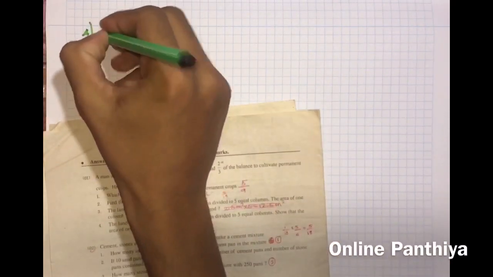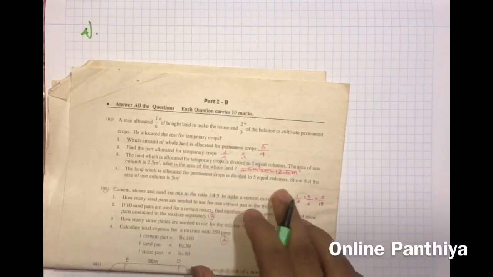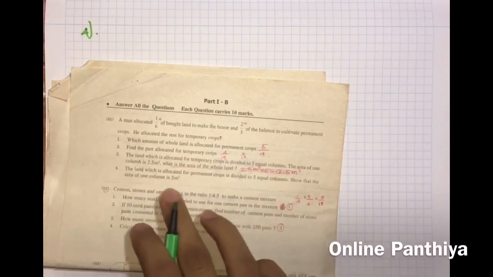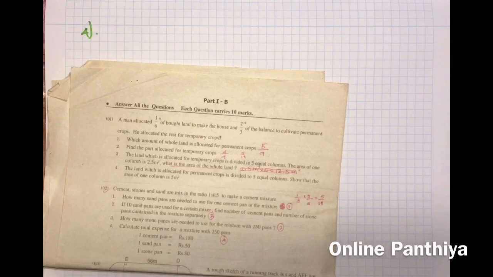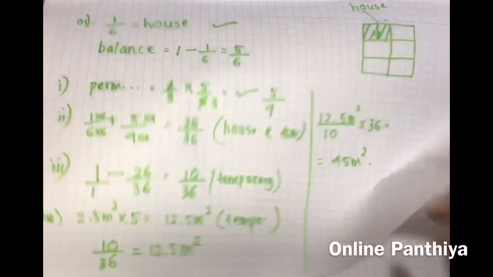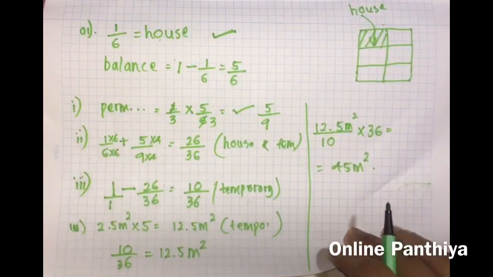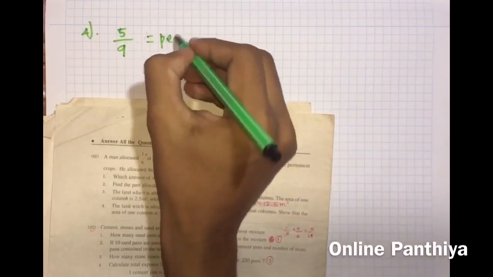Okay, so moving on to the fourth part, let us check the fourth one. The land which is allocated for permanent crops is divided into 5 equal columns. Show that the area of one column is equal to 5 meters squared. Now already you know the amount that is allocated for permanent crops in fraction form. How much is it? You have already found out that it is equal to 5 over 9. Therefore, 5 over 9 is the amount allocated for permanent crops.